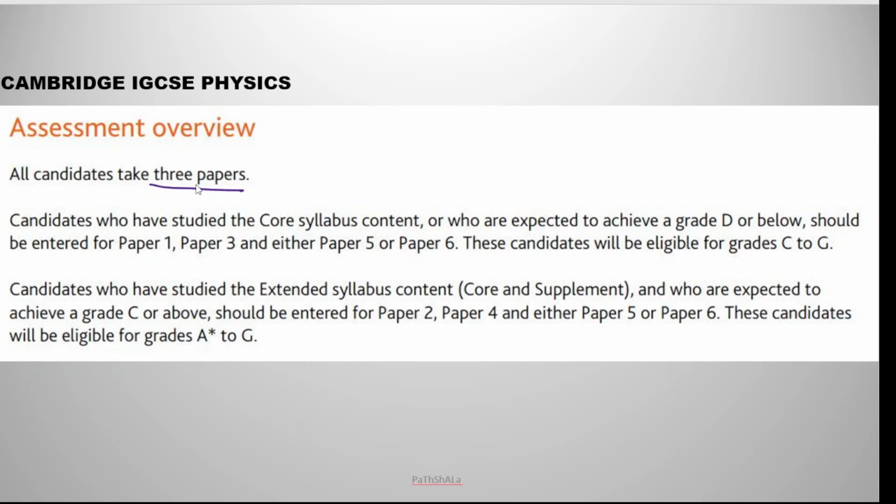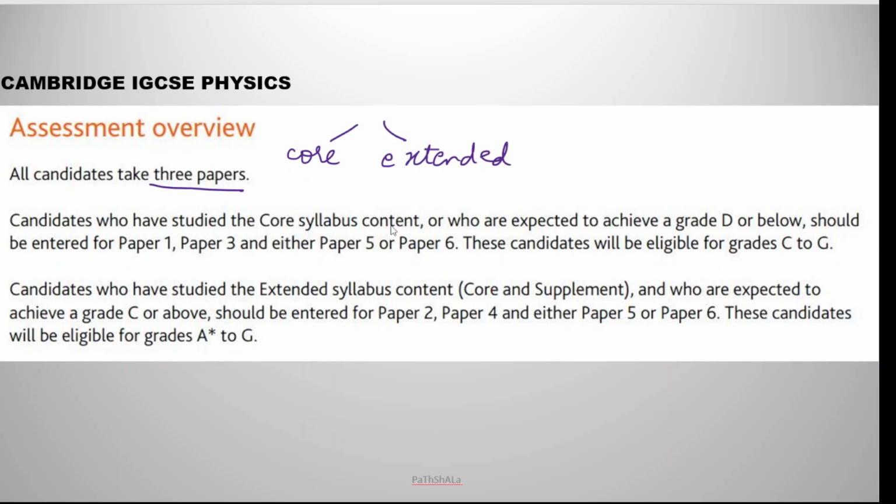So in Cambridge Sciences, candidates can either opt for core syllabus or extended syllabus. So you can either go for core or you can go for extended. So what is the difference between the two? Basically, core has less syllabus content as compared to extended, and also its difficulty level is quite low as compared to extended syllabus.